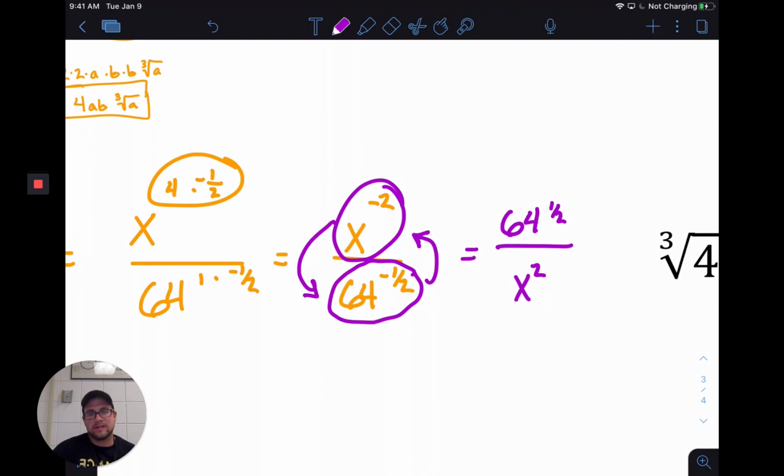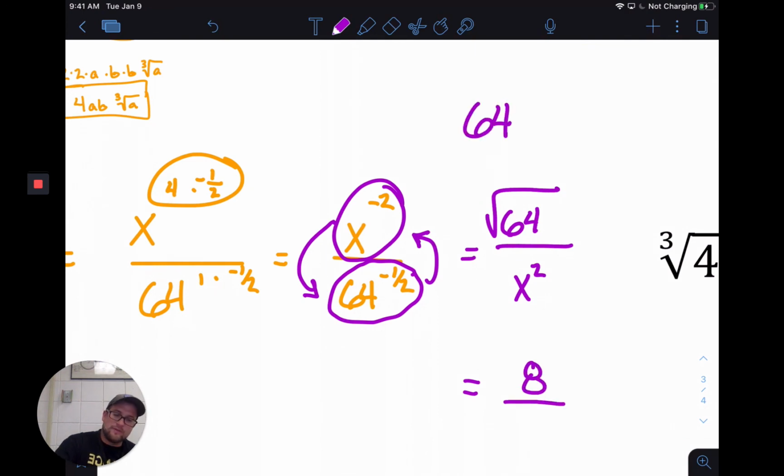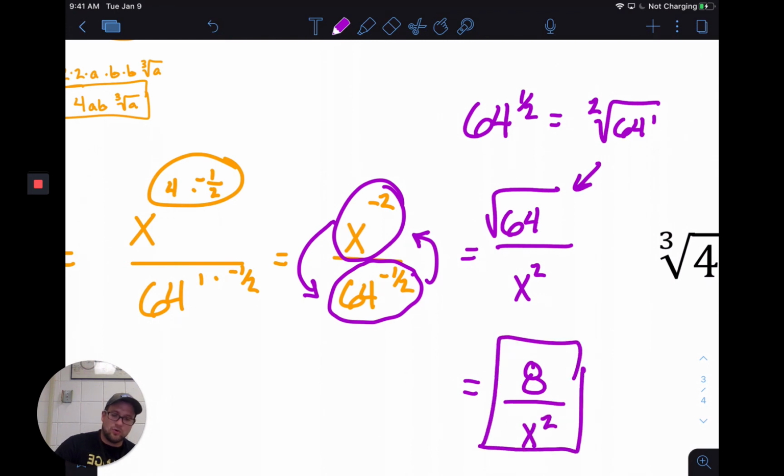One last piece we can consider on here. We know that anything raised to the 1/2 power is just the same as saying let's take the square root of it. And of course, the square root of 64 ends up being equal to 8. If you're confused on how we got there, remember this would be the same as the square root of 64 to the 1st, which then simplifies to this guy. So my final answer would be 8 over x to the 2nd.